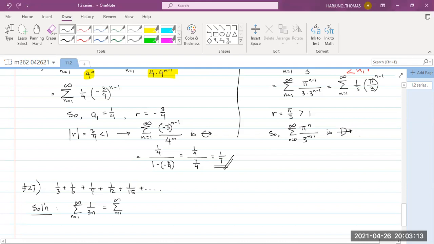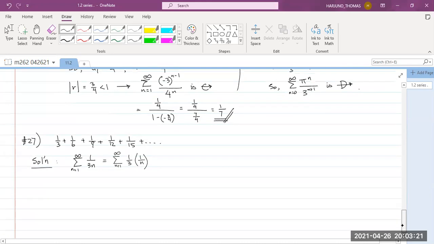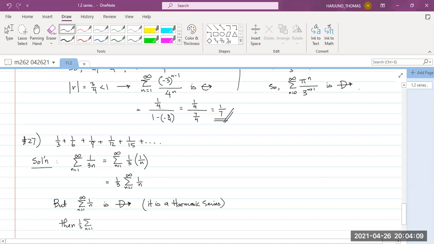But this is the same as the infinite sum of 1/3 times 1 over n. According to one of the theorems we have, if you have a constant multiple, you can bring it out. But we know this series here is divergent. Okay, it is a harmonic series. Then 1/3 times that harmonic series is divergent as well.